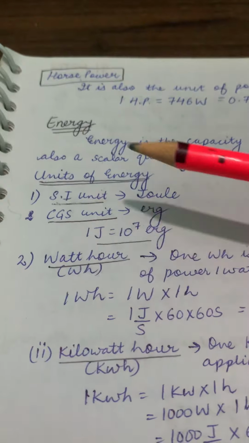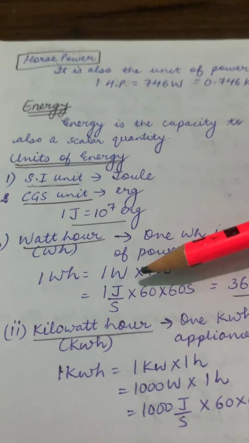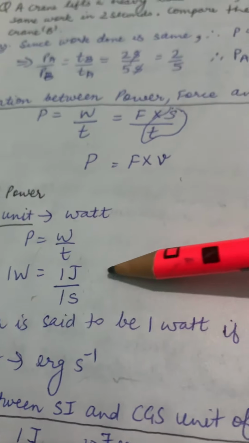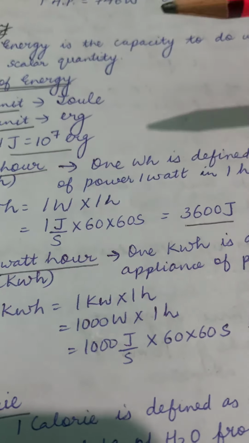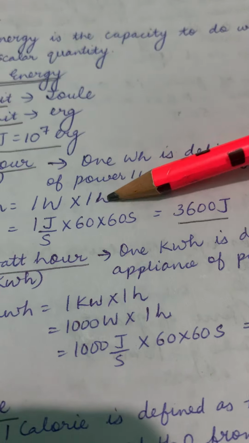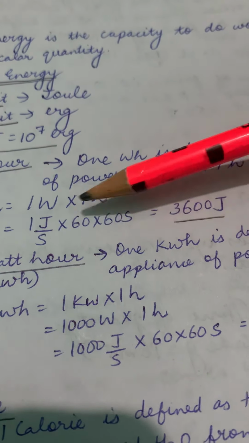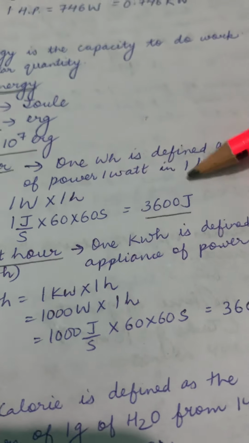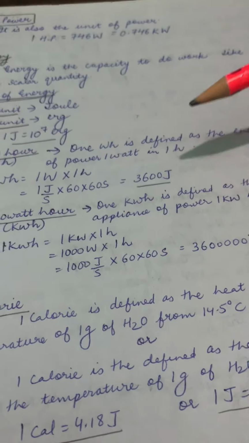Now let us find the relation between the watt hour and the joule. For that we know that 1 watt hour means 1 watt into 1 hour. 1 watt, watt we have already studied, 1 watt is equals to 1 joule per 1 second. So 1 watt की जगह पे लिख सकते हैं 1 joule per second into 1 hour. 1 घंटे में 60 minutes and 1 minute is equals to 60 seconds. So 60 into 60 seconds. Second cancel, solving it we get 3600 joule. So 1 watt hour is equals to 3600 joule.